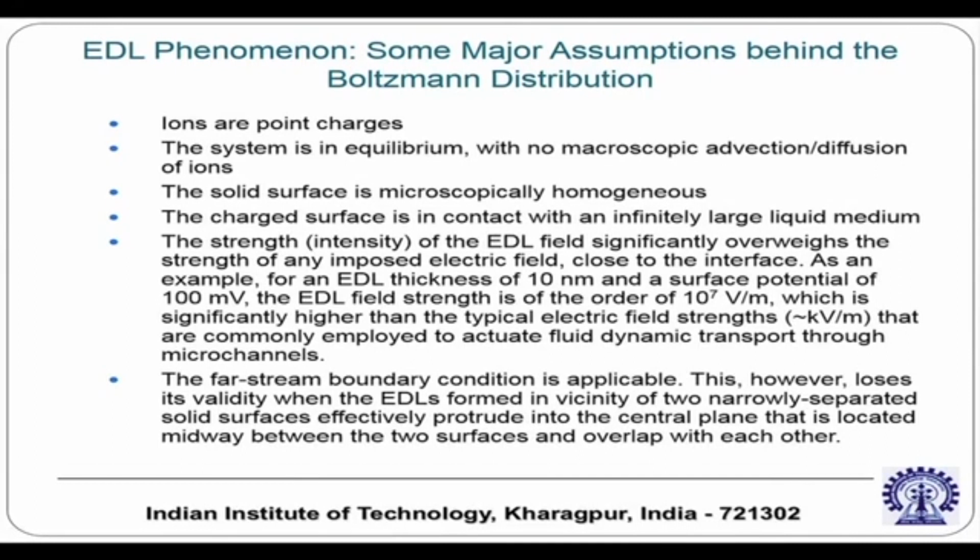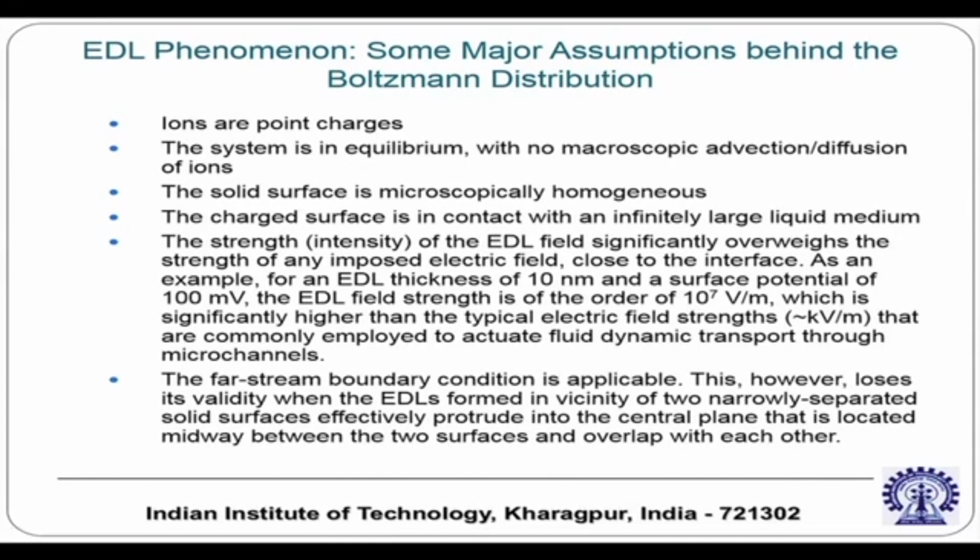See, the first assumption is one of the big sources of that discrepancy. Ions are point charges, this assumption is valid provided the system length scale is significantly greater than the ionic length scale. But if the system length scale itself is a few nanometers, then you can no more consider ions as point charges, and finite size effects of the ions need to be appropriately considered.